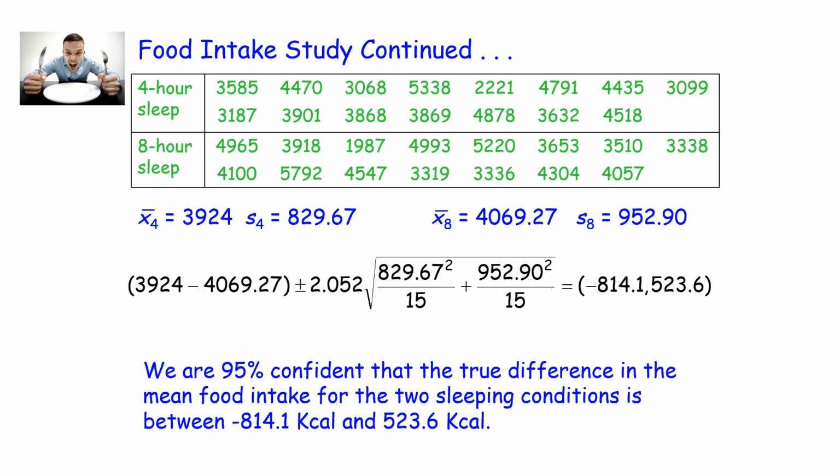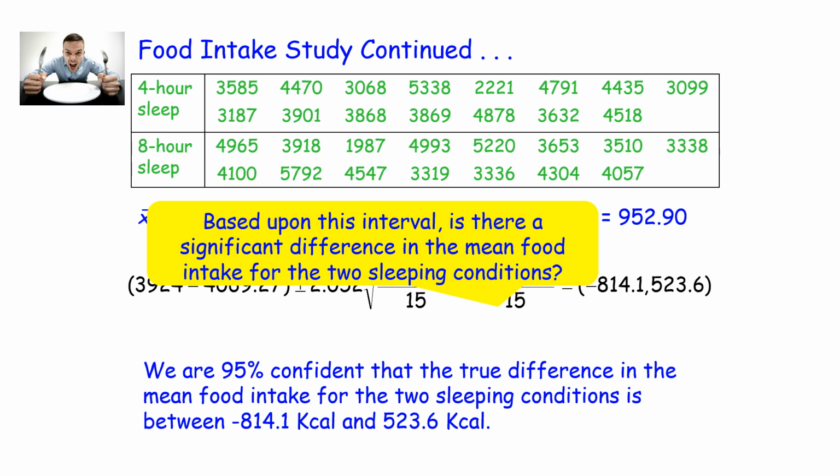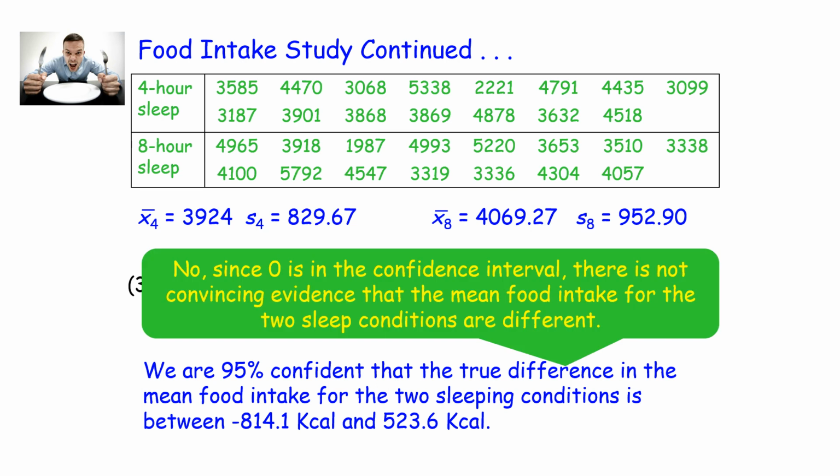So we are 95% confident that the true difference in the mean food intake for the two sleeping conditions is between negative 814.1 and 523.6. Now, based on this interval, is there a significant difference in the mean food intake for the two sleeping conditions? And we're going to say no. Since 0 is in that confidence interval, there's not convincing evidence that the mean food intake for the two sleep conditions are different.